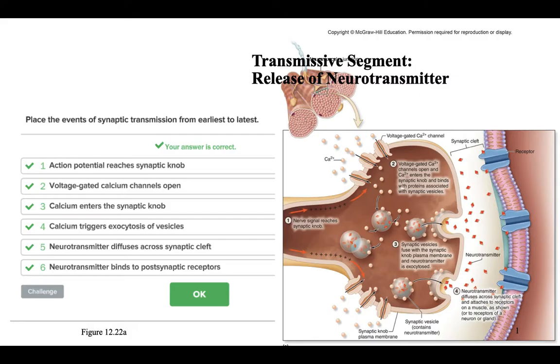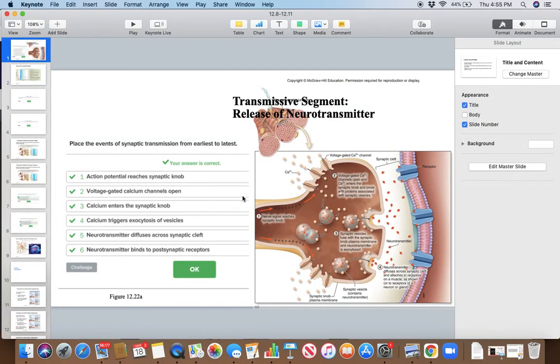This is very similar to what happened with the neuromuscular junction. The action potential reaches the synaptic knob, then these voltage gated calcium channels open, then calcium enters the synaptic knob. Calcium triggers exocytosis of the vesicles. The neurotransmitters diffuse across the synaptic cleft, and the neurotransmitters bind to postsynaptic receptors.